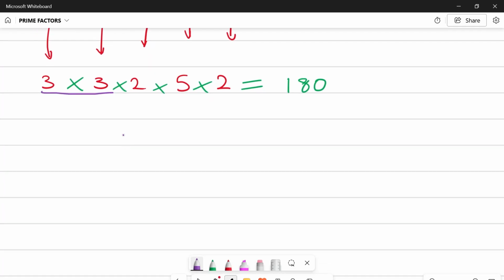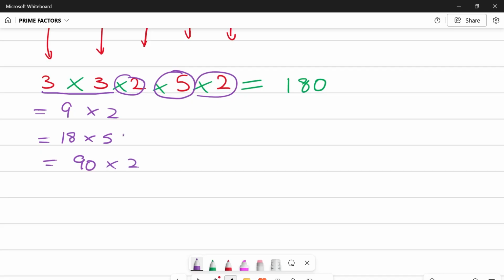3 multiplied by 3 gives us 9. 9 multiplied by 2 gives us 18. 18 multiplied by 5 gives us 90. 90 multiplied by 2 does in fact give us back 180. So the prime factors of 180 are 3 multiplied by 3 multiplied by 2 multiplied by 5 multiplied by 2.